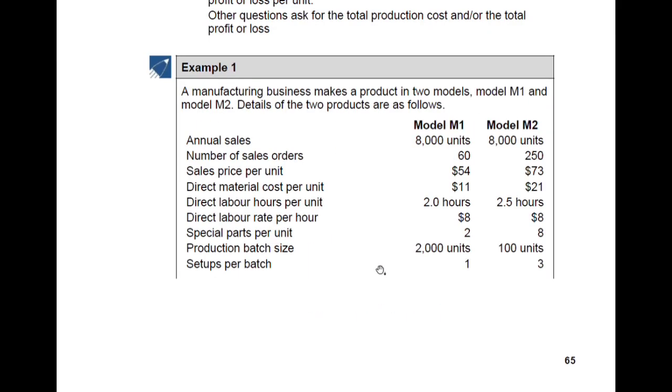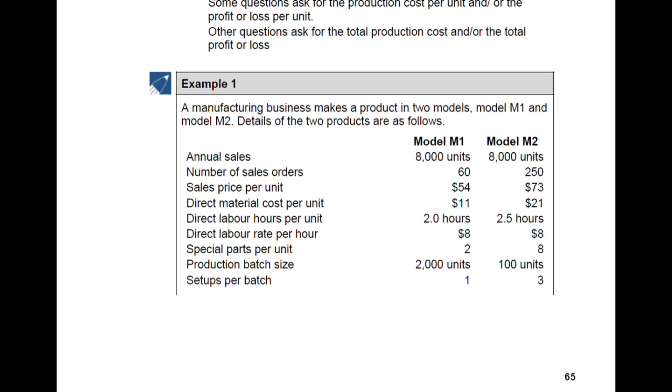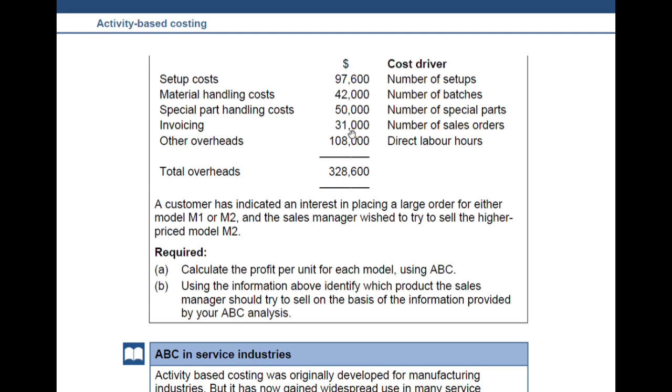Okay, so after you have allocated all those overheads, you're going to calculate your direct cost. Direct cost is your direct material and direct labor, and then add on all these overhead costs. Then you will have your full production cost.